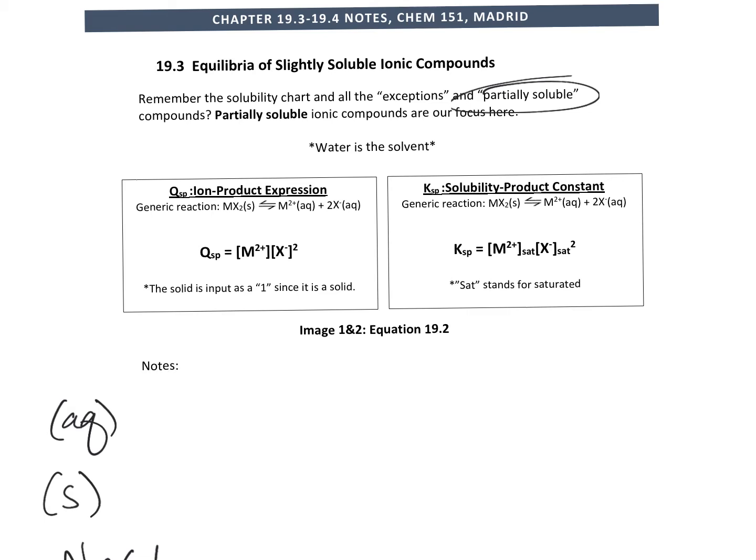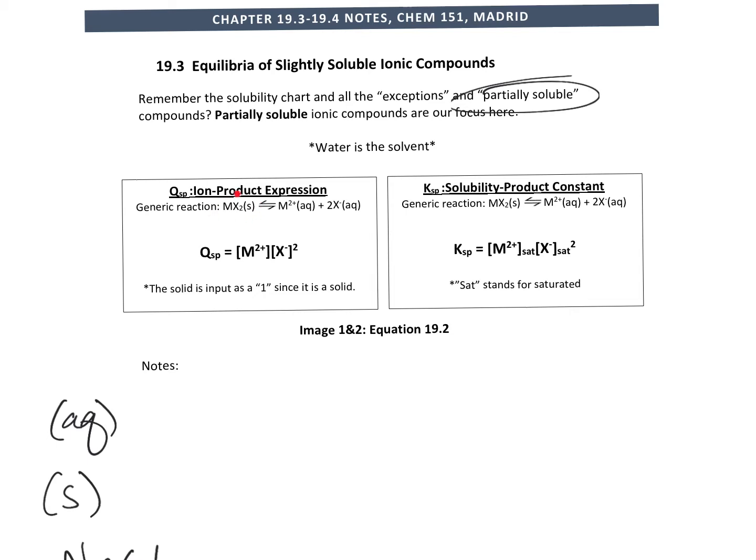Now, in these scenarios, water is going to be the solvent. And the Q and K that we're looking at really are not different from our chapter 17 Q and K. Q means current conditions, what is currently in the solution. And K is at equilibrium. Really, in this case, it's at saturation. That is what is in the solution. So we're using a generic expression.